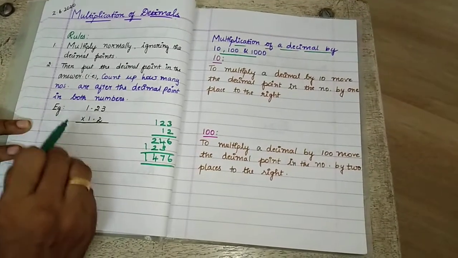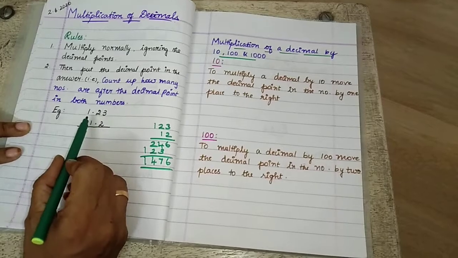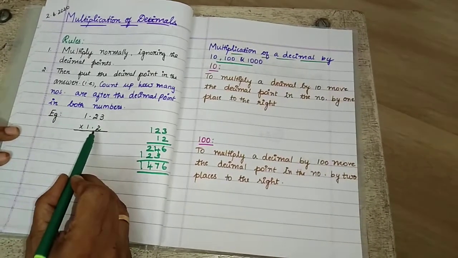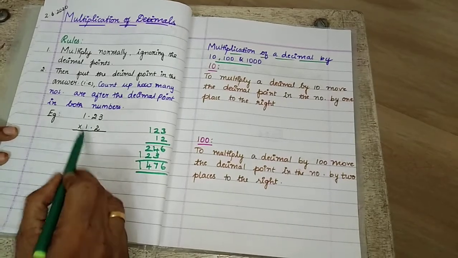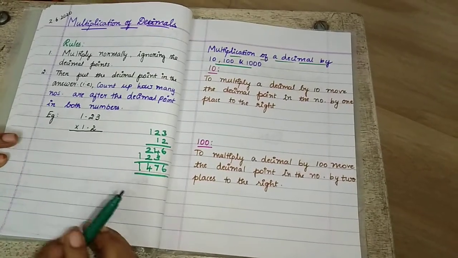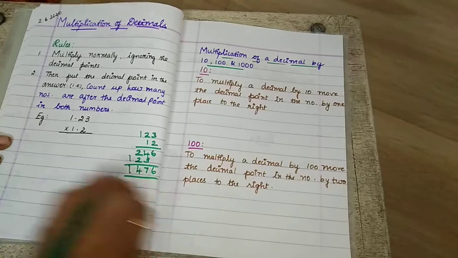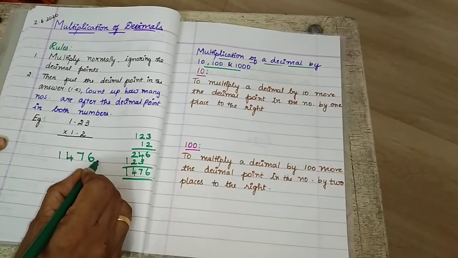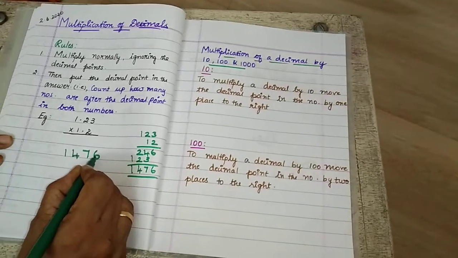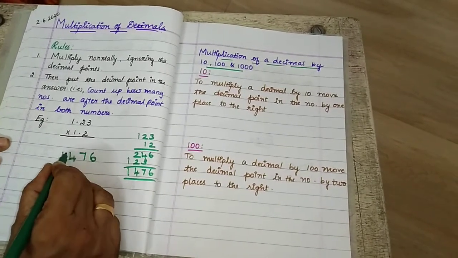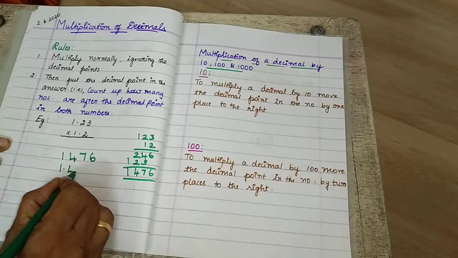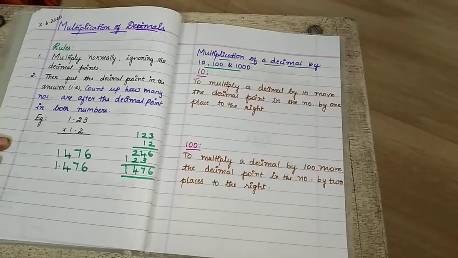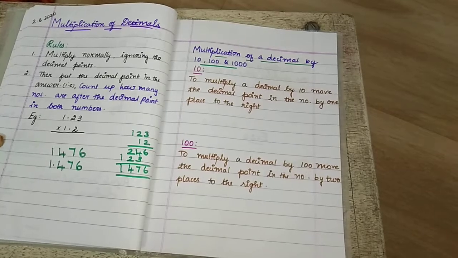So now go into the question and count the numbers after the decimal point. How many numbers do you have in the first number after the decimal point? 2. 1, 2. For the second number, it is 1. So totally you have 3 numbers after the decimal point. So what you are going to assume is that after the last number, it is 1476, you will assume the point is here. So now how many places do I have to keep the point? After 3 numbers. So 1, 2, 3. So my answer will be 1.476. This is the way you multiply a decimal number with a decimal number.